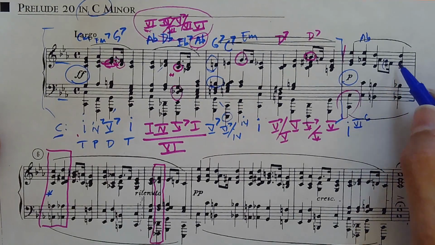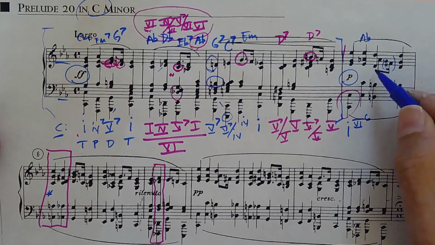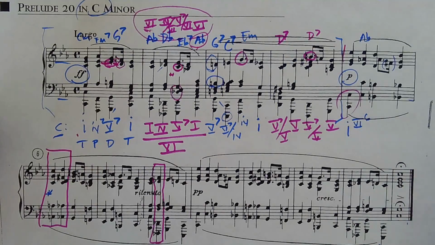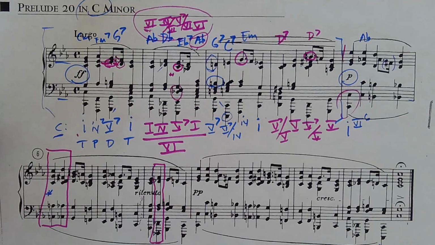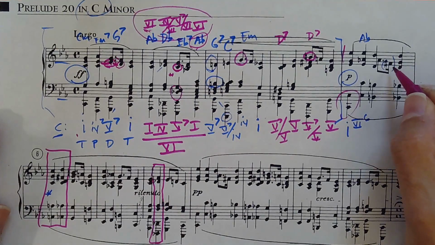This F sharp does not make sense with this chord. B, D, F sharp, and A flat doesn't really make sense. Okay, that F sharp is just a lower neighbor to the G that is following. Right there, it's leading there.